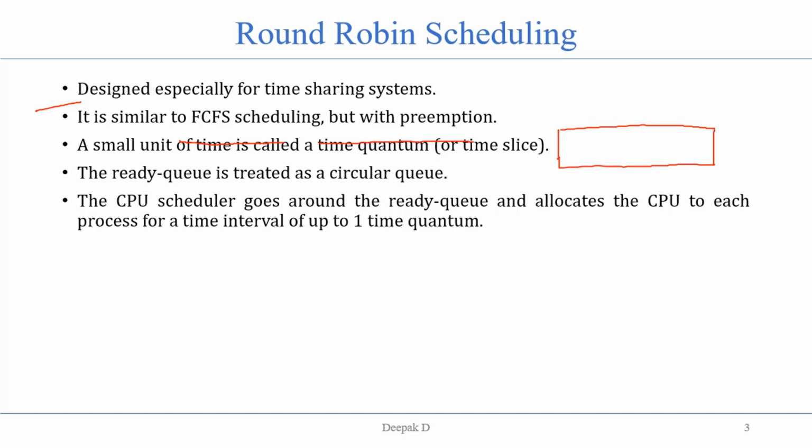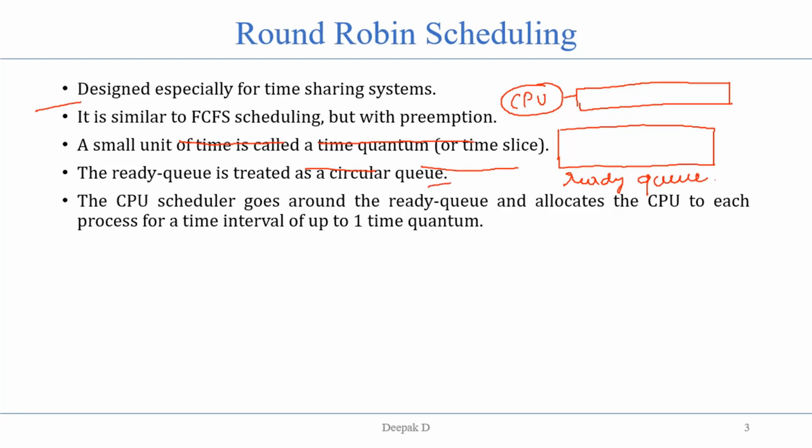And you should remember one important term with respect to round robin, that is called time quantum or time slice. What is it? It is a small unit of time. This time quantum generally ranges from 10 to 100 milliseconds in length. And the next one is the ready queue. Here it is treated as a circular queue.